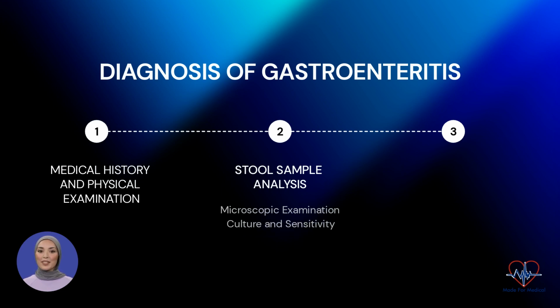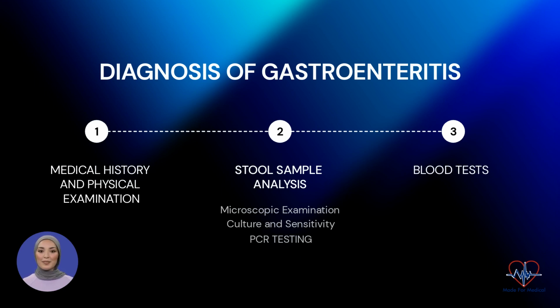Bacterial cultures help identify specific bacterial pathogens, such as Salmonella, Campylobacter, or Shigella. Sensitivity testing can determine the susceptibility of the bacteria to different antibiotics. Therefore, culture and sensitivity play a significant role in the diagnosis of gastroenteritis. PCR can detect and identify viral pathogens, including norovirus and rotavirus, with high sensitivity and specificity.